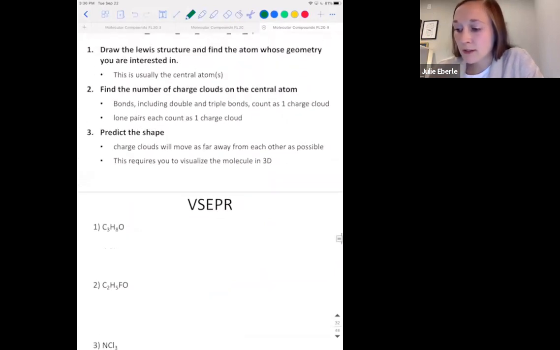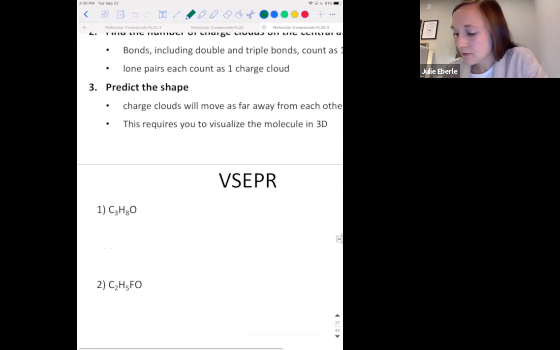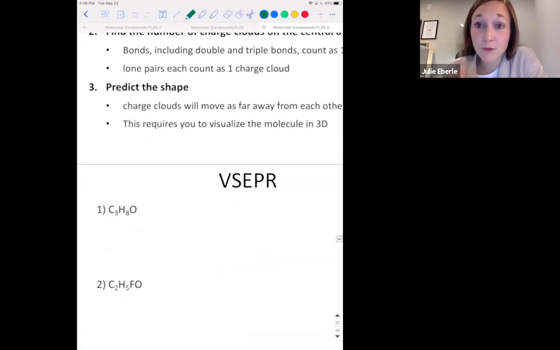So rule number 1 said to draw the Lewis structure. And remember, the first rule for drawing a Lewis structure is figure out how many valence electrons you have. So I'm actually going to start there. I'm going to quickly add that up. Then we're going to start connecting atoms. Make sure we have all of our electrons represented. And then we will count charge clouds and we will name the geometries.